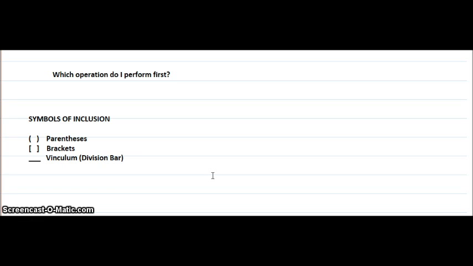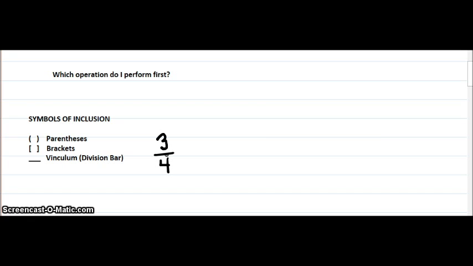Okay, and it's actually a division bar. Let me get my pen here. It's a division bar. So when we write the fraction, for example, 3/4, that line right here, the line that divides the 3 from the 4, is a division bar. It's actually division taking place here. And the official name for that is a vinculum. And this vinculum is a symbol of inclusion.